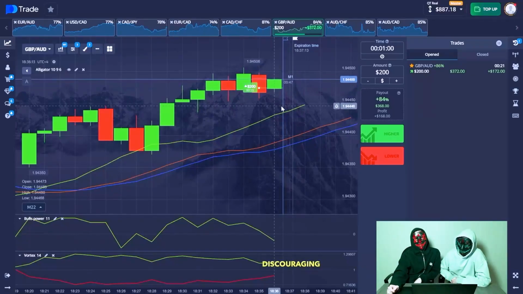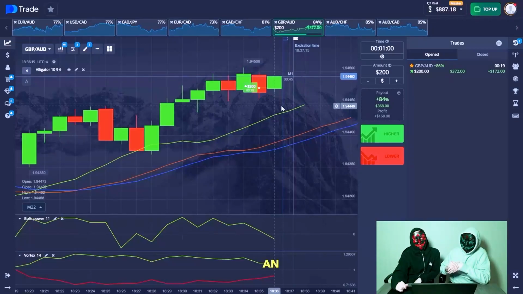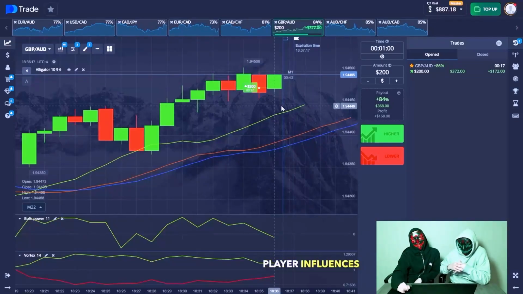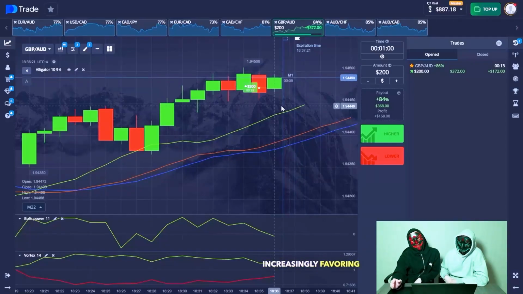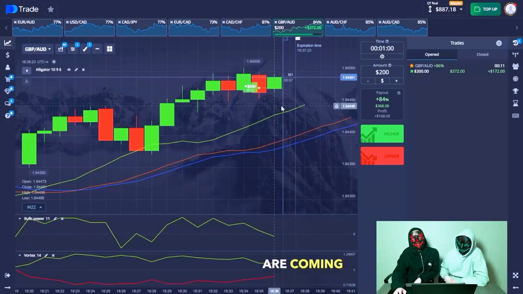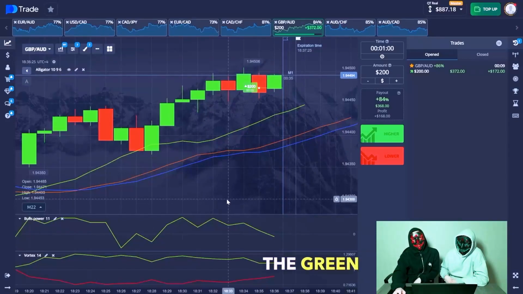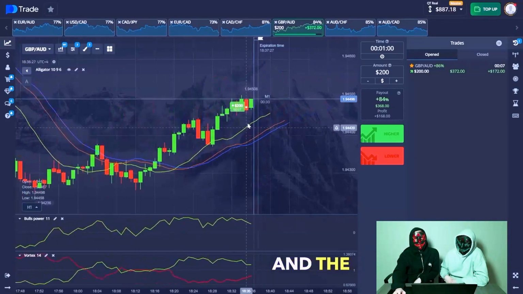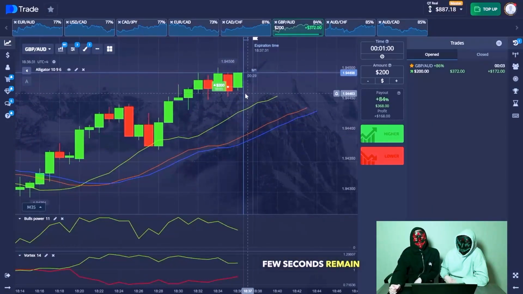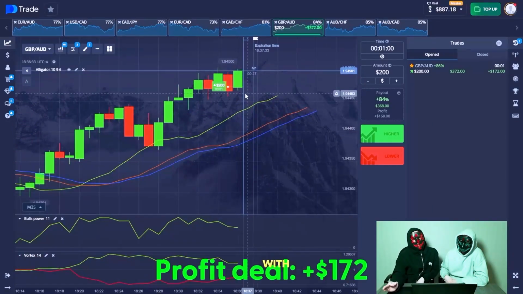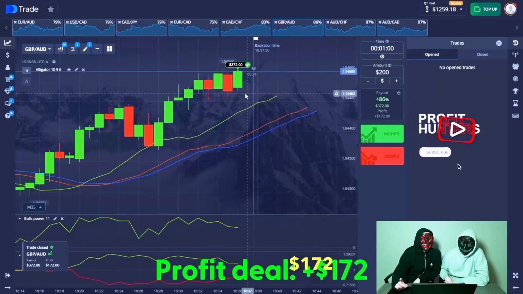Despite the initial discouraging scenario, an unidentified player influences the market situation favorably. The situation is increasingly favoring buying, hence more buyers are coming in. Consequently, the green candlestick gets calibrated and the trend itself grows. Few seconds remain as the trade is successfully entered with a net profit of $172.